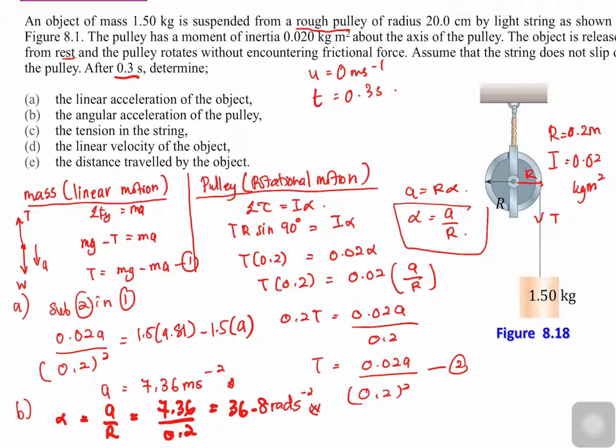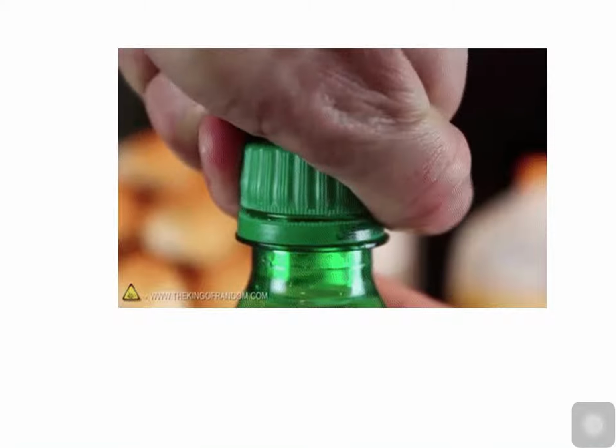C is to get the tension. You can substitute the value of acceleration into either equation 1 or 2 and you will get the answer. Linear velocity and distance travelled are roughly the same as in chapter 2. It is free fall, projectile motion, but in the Y component only. Okay, so that's it. So this is the example.